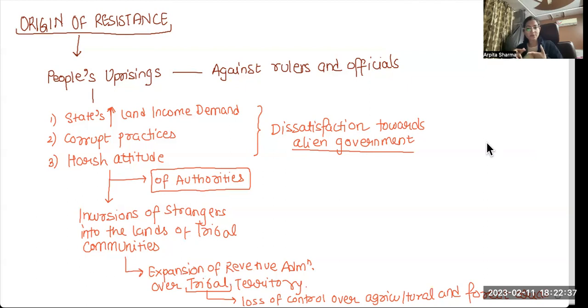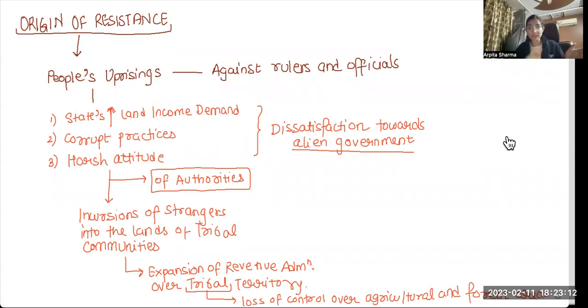Origin of resistance. First is people's uprisings against the rulers and officials. Why? Because the state was increasing their land income demand. I told you about the land revenue system: zamindari, mahalwari, talukdari system, the permanent settlement system, ryotwari system. Second, their corrupt practices, that also we discussed. Harsh attitude of the authorities. Then they were trying to put their hands on the lands of tribal communities, trying to interfere into the tribal administration, expanding their revenue administration over the tribal territory.